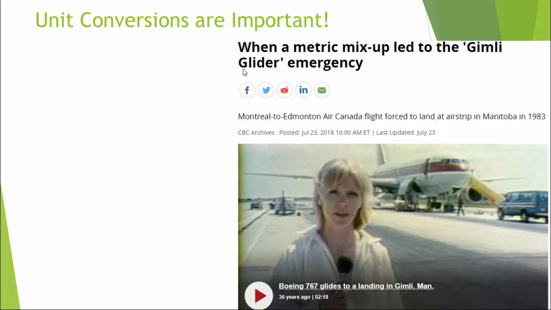Now, unit conversions are important in terms of their accuracy. So I've got a few examples here of when things didn't go so well with converting units. Back in 1983, a Boeing 767 took off from Montreal. And unfortunately, the crew put less than half the amount of fuel they were supposed to into the jet. So over Manitoba, they found themselves without any fuel and had to actually glide to an unused airstrip, which was being used as a drag race track.